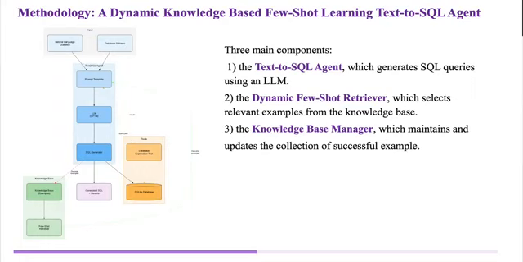So here we give our methodology, a dynamic knowledge-based fusion learning Text-to-SQL agent. And there are mainly three components of our agent. The first is a Text-to-SQL agent, which can generate SQL queries using an LLM. The second is the dynamic fusion retriever, which can select relevant examples from the knowledge base. The third is the knowledge base manager, which maintains and updates a collection of successful examples.